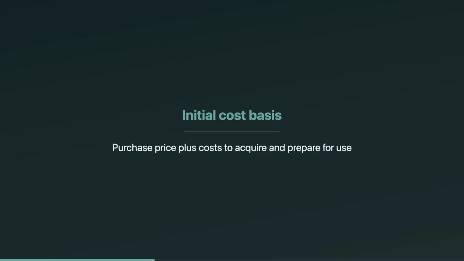Initial basis is usually cost, what you paid to get the asset, but cost is bigger than the invoice price. Think, all the amounts necessary to acquire the property and get it ready for its intended use. On exam questions, they'll hide these costs in the fact pattern and see if you accidentally expense them or ignore them. If it's part of acquiring and preparing the asset, it usually increases basis.